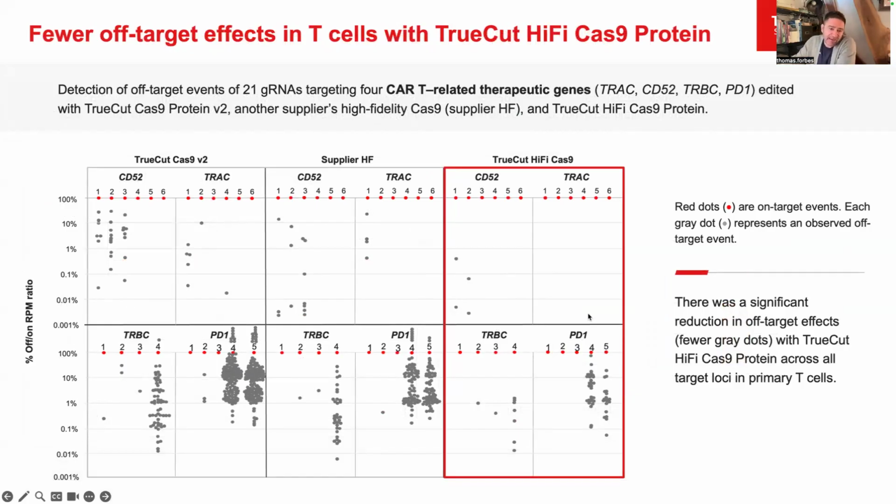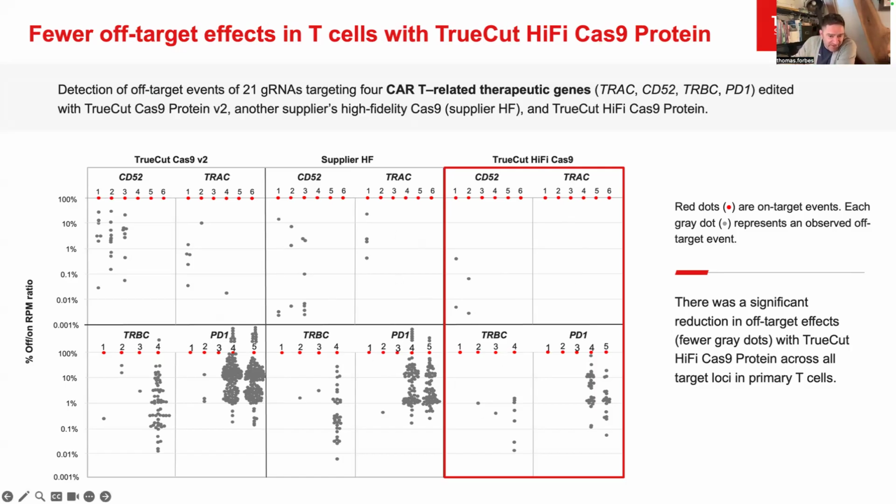Taken from another poster, this is from a 2021 ISSCR poster. In this case, we're looking at off-target effects in primary T cells, again with the TrueCut Hi-Fi Cas9 protein. What they did was select 21 guide RNAs targeting 4 different therapeutic genes, TRAC-A, CD52, TRAC-B, and PD1, and essentially performed a benchmarking study against the wild-type TrueCut Cas9 and a competitor high-fidelity Cas9, again using TEG-seq as our analysis tool.